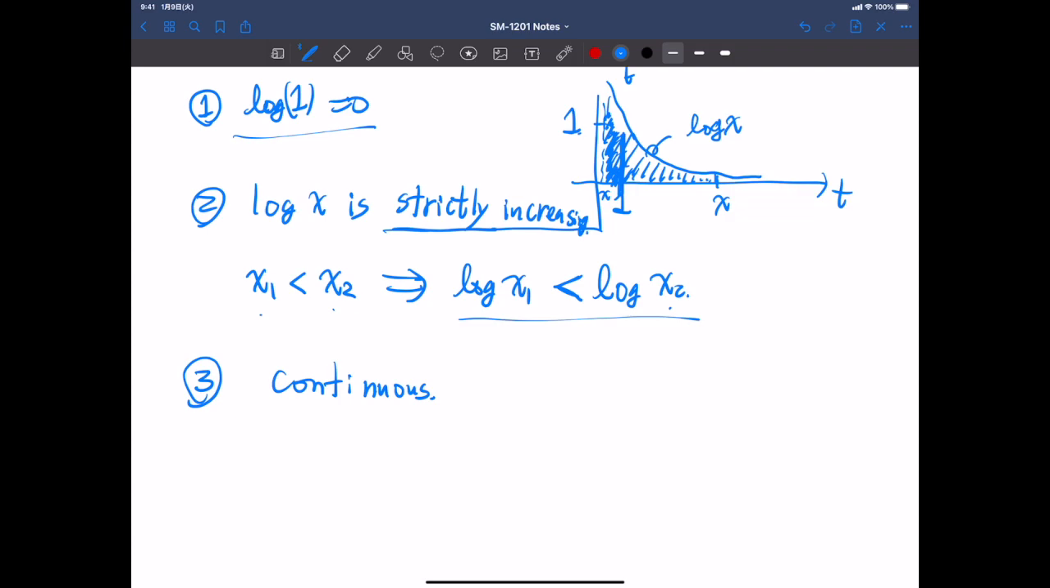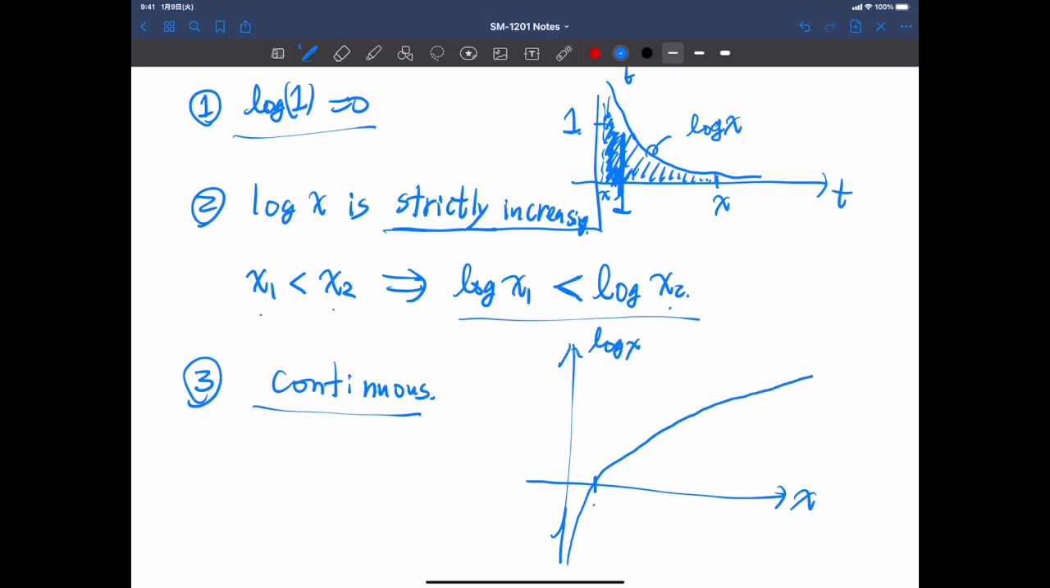We haven't defined what continuous function means yet, but I hope you already know what it means, at least intuitively. So if you plot log x, it looks like this. It is strictly increasing and it takes value 0 at 1. And when x is less than 1, it has negative value. And it is a continuous function. This means there is no gap anywhere. So it doesn't look like something like this. There's no jump. It's continuous. So those are the basic features of this natural logarithm.